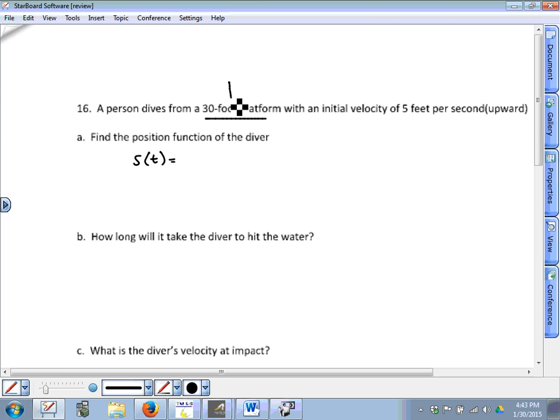So we have a 30-foot platform. That's the initial height, initial velocity of positive 5 feet per second. So the position function is negative 16t squared plus 5t plus 30.